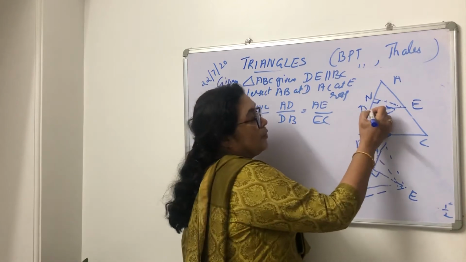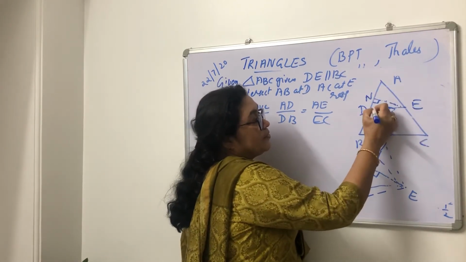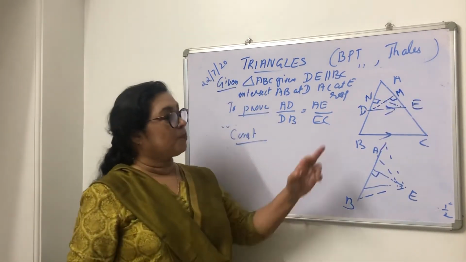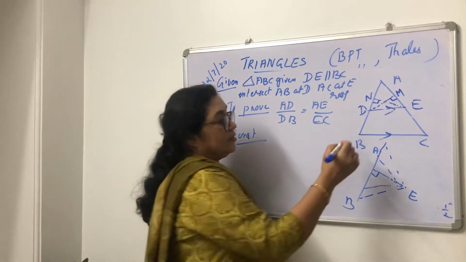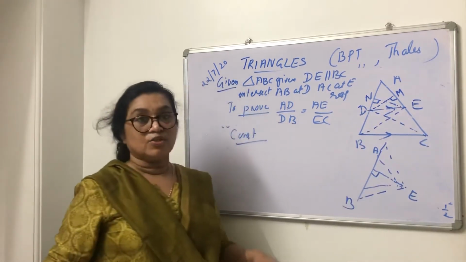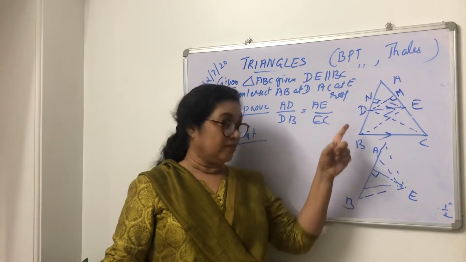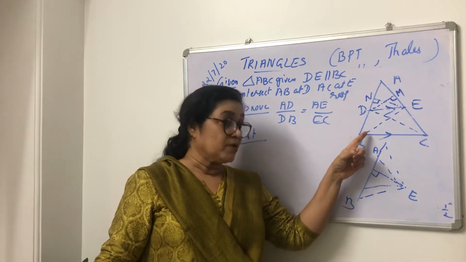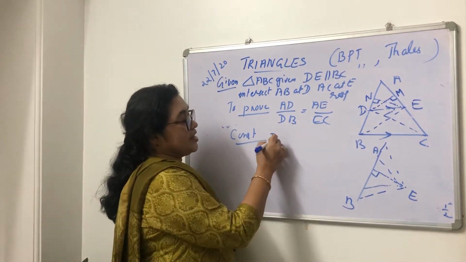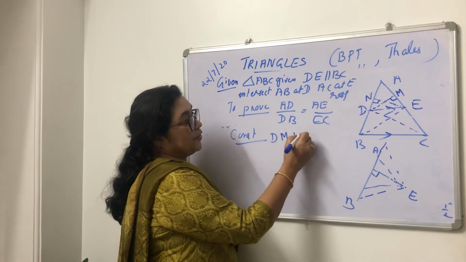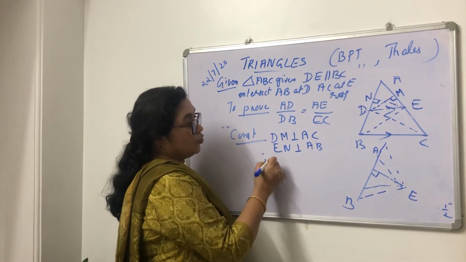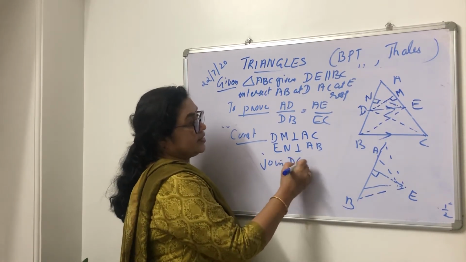Now I am going to draw the perpendicular from D to AC. DM is perpendicular to AC. I am joining BE and joining CD. Whenever you draw a construction, you should preferably put dotted lines. So here what you have drawn: DM perpendicular to AC, EN perpendicular to AB, and join DC and BE.